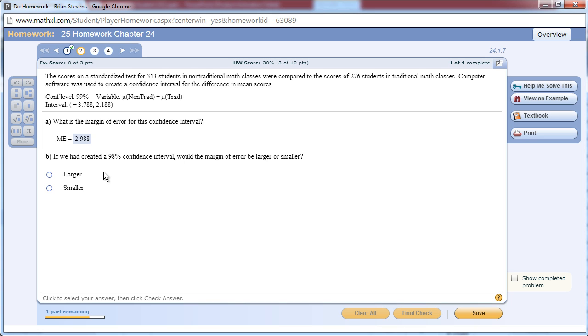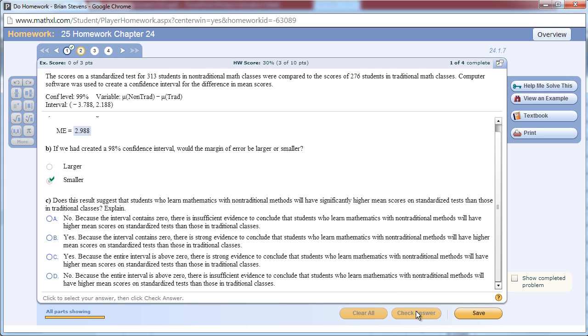If we had created a 98% confidence interval, the interval would be smaller. Think about things like this. What are you 10% confident you'll make on the next test? You might say, well, an A. What are you 99% confident you'll make? You might say, well, I'll pass. So your interval got wider as we went further away and gave more confidence.